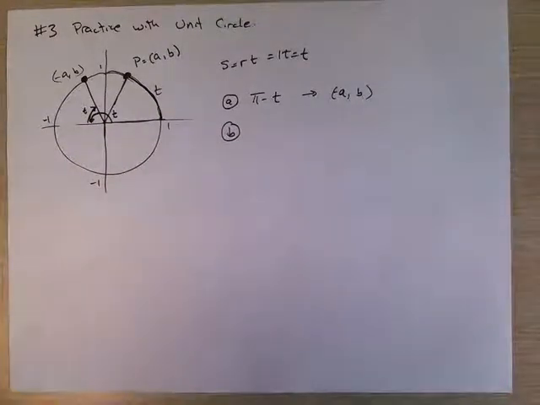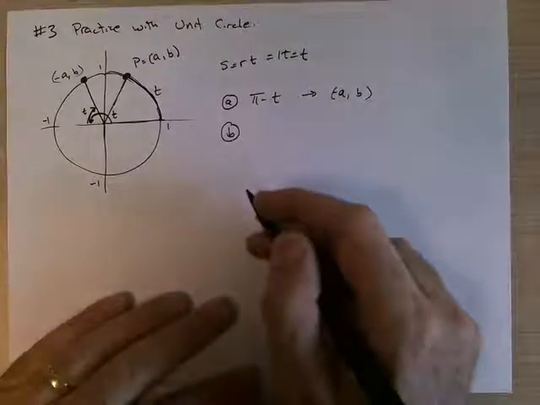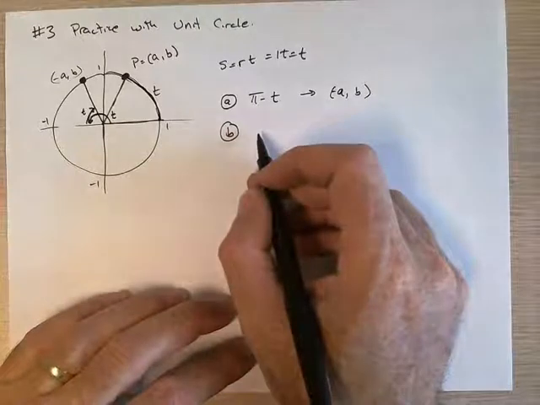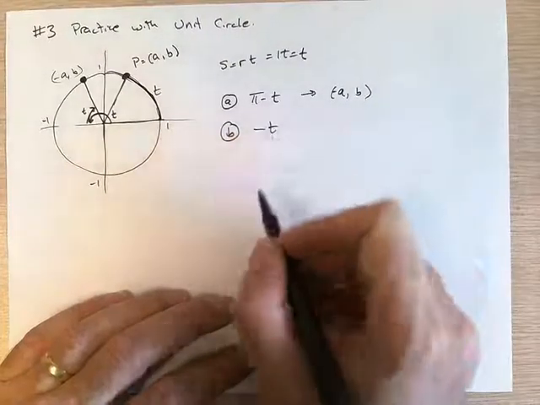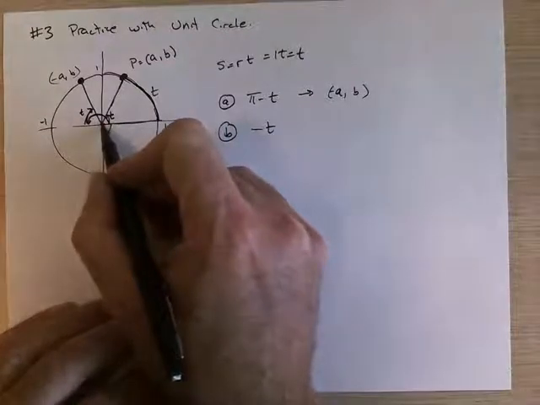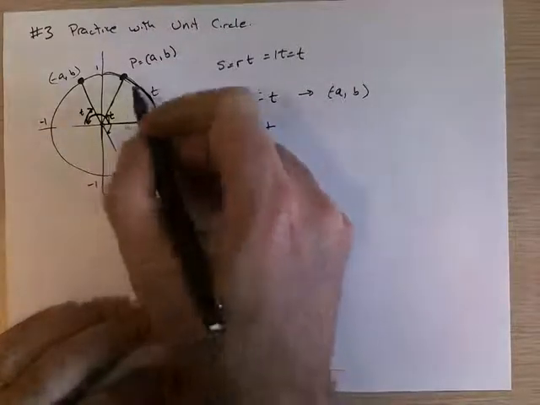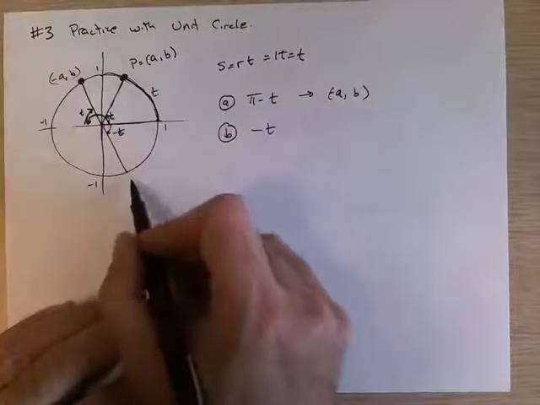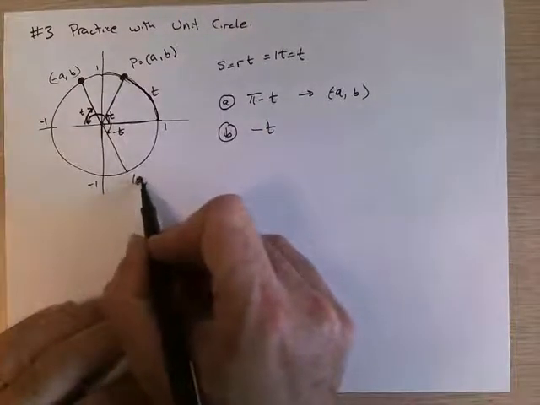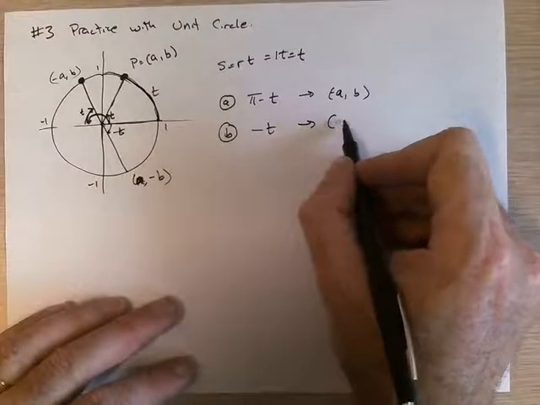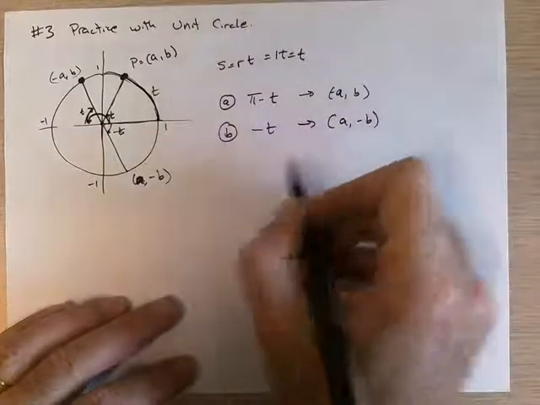To me, trig is about angles. You're plugging angles into trig functions. You're not putting arcs into trig functions. But anyway, now part B, they want you to look at negative t. Well, if this is t going this way, then negative t is coming down there, and that looks like you just reflected across the x-axis. So the x-coordinate is the same, but the y-coordinate is negative. So the a stays the same, and the y becomes negative b. So (a, negative b).